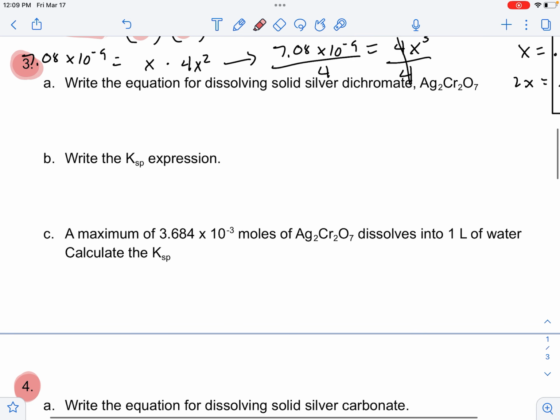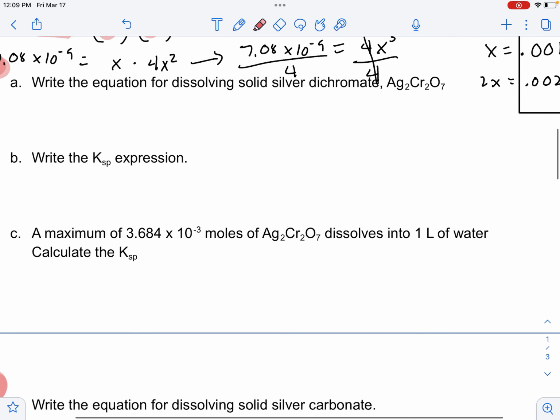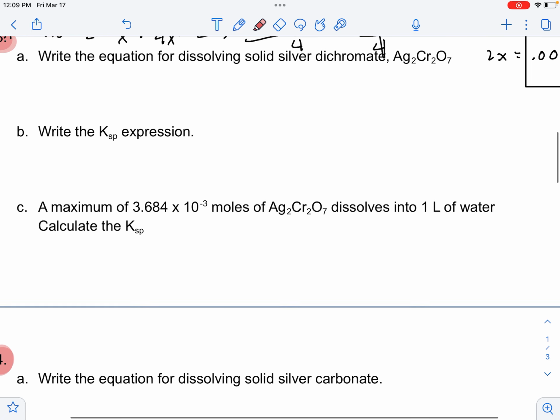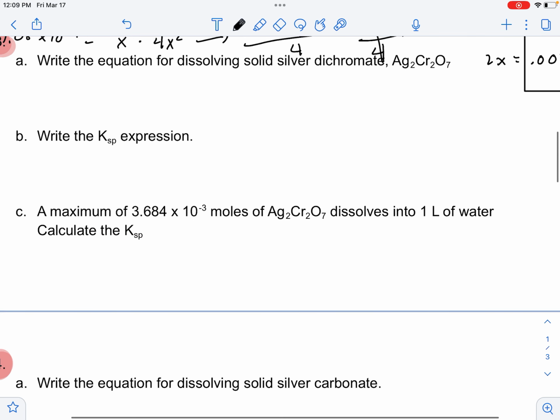Now, in any of our KSP problems, you're either solving for KSP or you're solving for a molar concentration. The previous one, they were asking us to solve for a molar concentration. Here, we're solving for KSP when you look all the way down at 3C. So the first thing we have to do is find the equation for dissolving solid silver dichromate, which is Ag2Cr2O7. So I am going to write that out. It's basically a decomposition reaction.